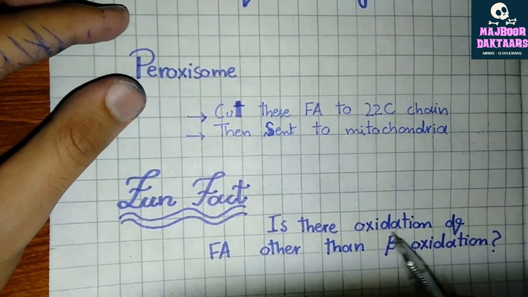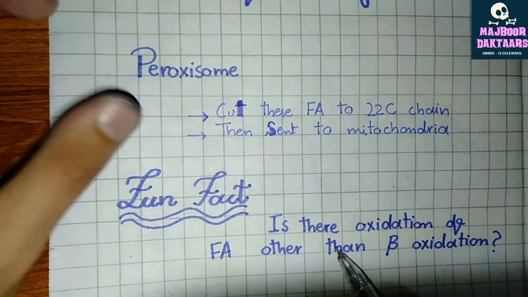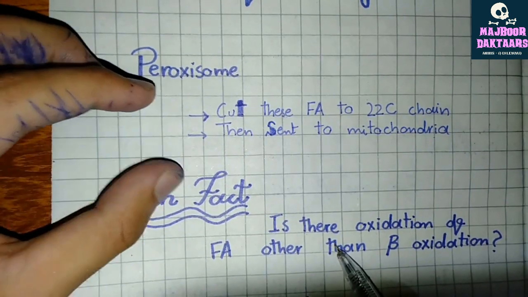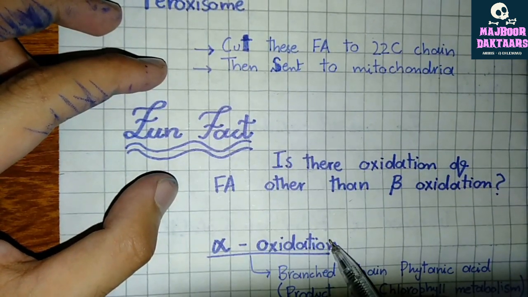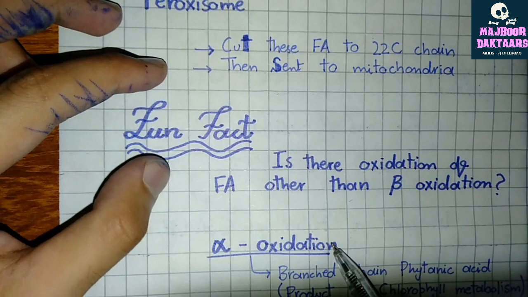Moving to the fun facts, which is a new addition to our lectures, a question arises, is there an oxidation of fatty acid other than beta oxidation? The answer is yes. There is oxidation known as alpha oxidation, gamma oxidation, omega oxidation.